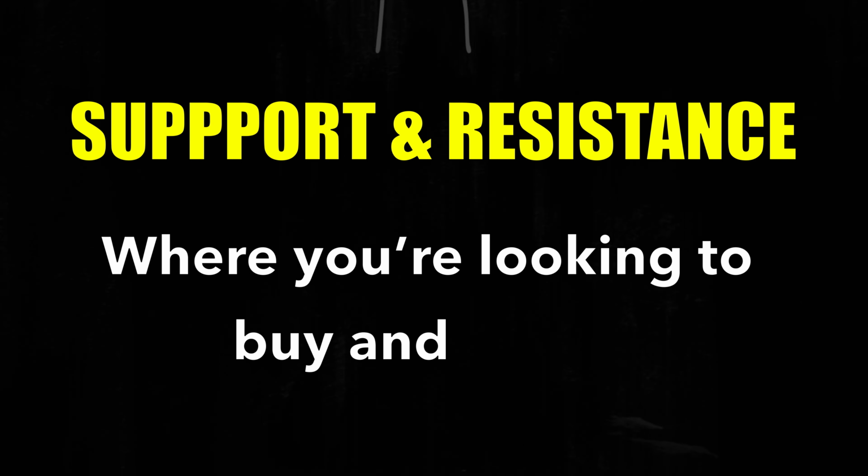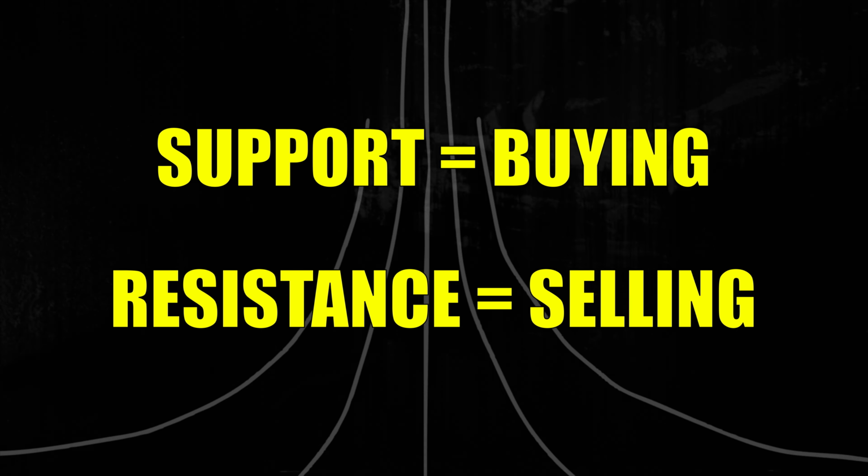Now, to put support and resistance in a very simple box, it is where you're looking to buy and/or sell. And if it's hard for you to remember that, just think of support. Support would be the buying and resistance would be the selling. People also use these levels as areas to put their take profits and stop losses to keep it safe from volatile price action. Now let's draw some examples so you can get a better understanding of how support and resistance works.